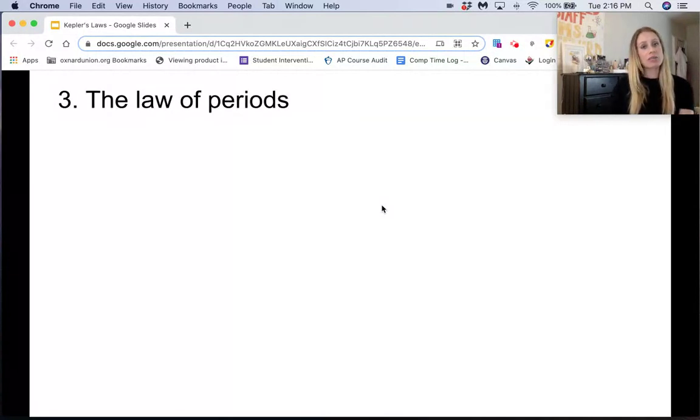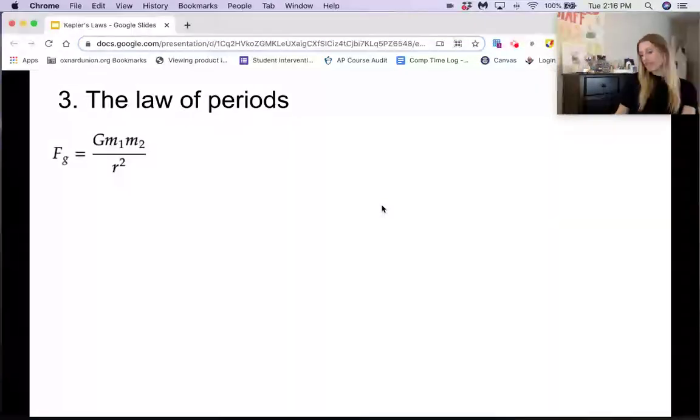And then finally, law number 3, this is called the law of periods. So I'm going to derive the equation for you here, and then we'll talk about what we get from this equation and what it means.